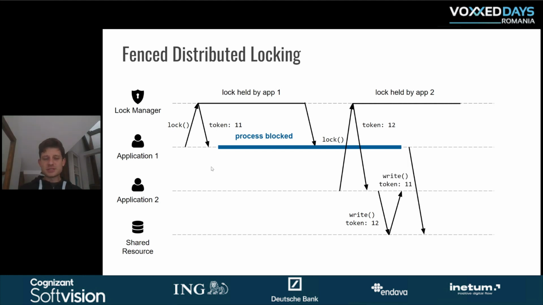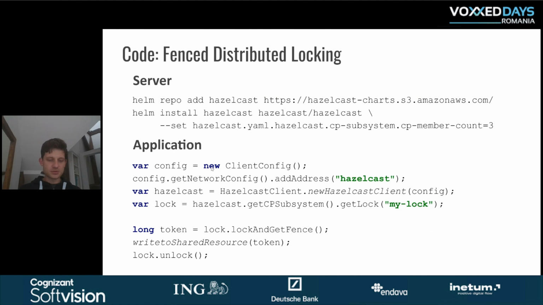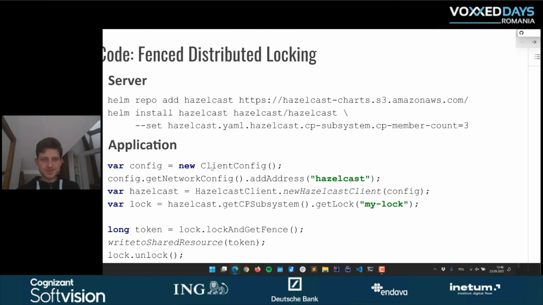And now application 1 wakes up and writes to the shared resource, saying I write this with token 11, but the shared resource is aware that it already saw token 12, so it rejects it. And that is the whole magic of fencing, that this is finally a correct solution. So let's show it in action.